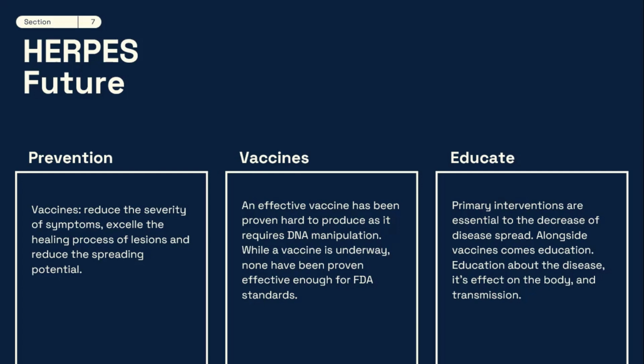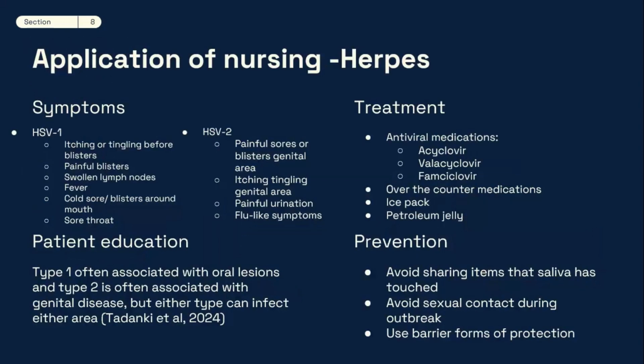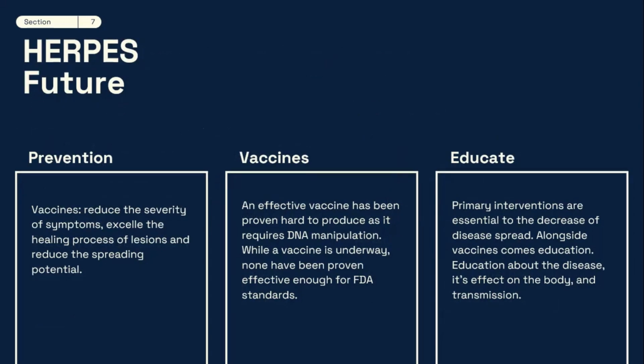Education. Primary interventions are essential to the decrease of disease spread. Alongside vaccines comes education about the disease, its effect on the body, and the transmission. As nurses, we are so good at educating all of our patients. We have to understand that each person needs different types of education.